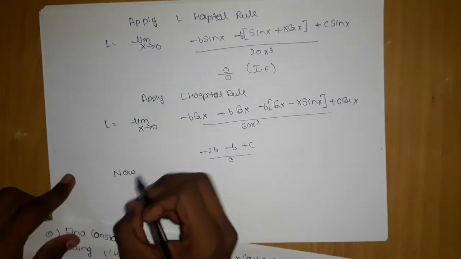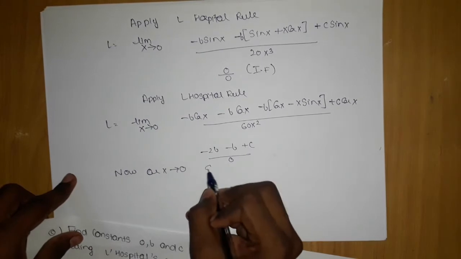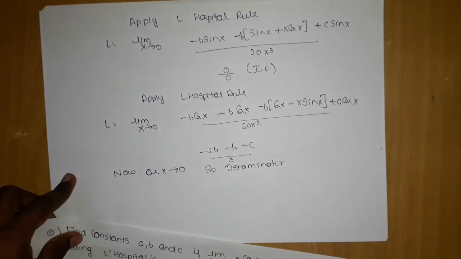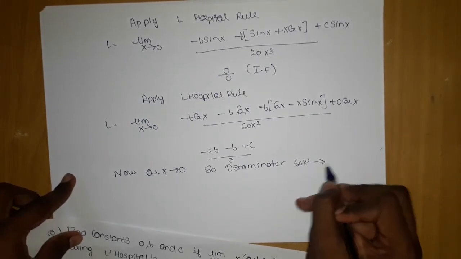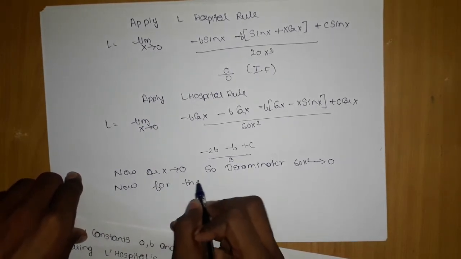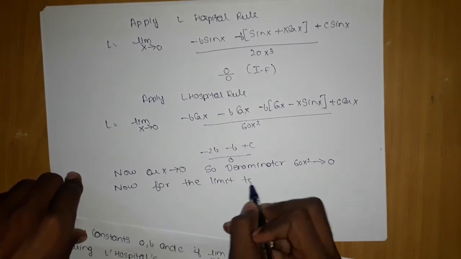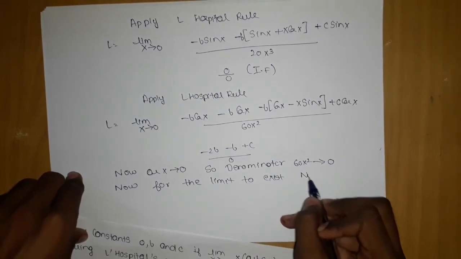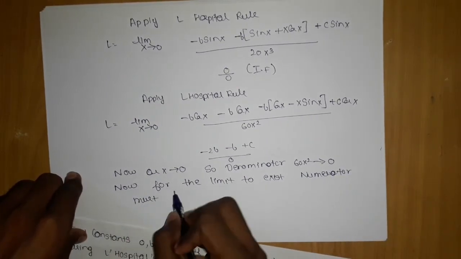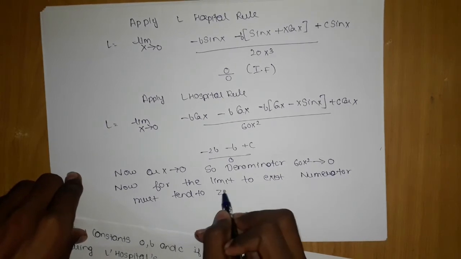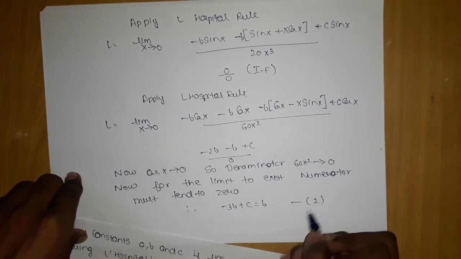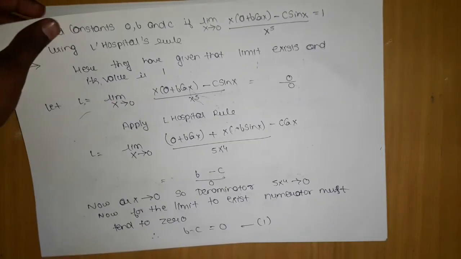Now we will mention that as x tends to 0, the denominator 60x square must tend to 0 for the limit to exist. The numerator must tend to 0, therefore minus 3b plus c should be equal to 0. This is my second equation. The first equation was this one.